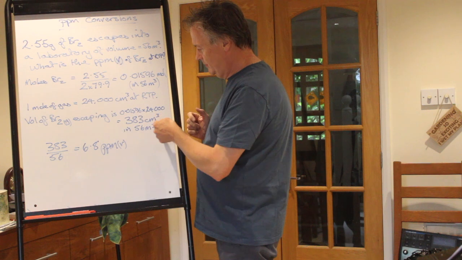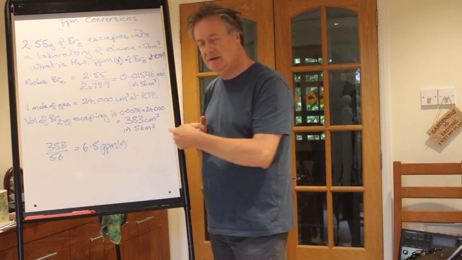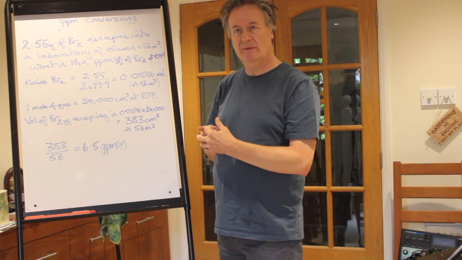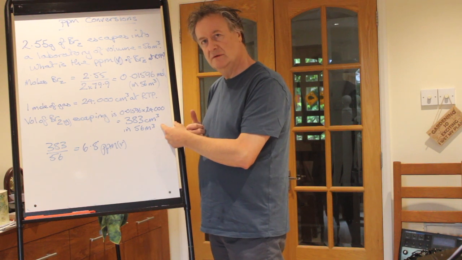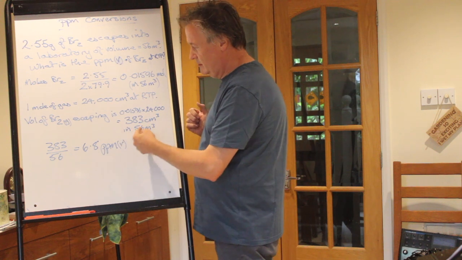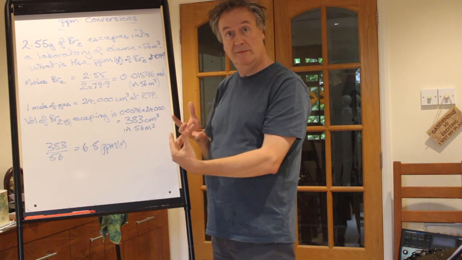Why have I done that? 383 is in 56 metre cubed. 56 metre cubed is 56 million cubic centimetres. So 56 times 10 to the 6, and 10 to the 6 is the ppm thing. So all you've got to do is scale it down from 56 metre cubed to 1, because that's 1 million.